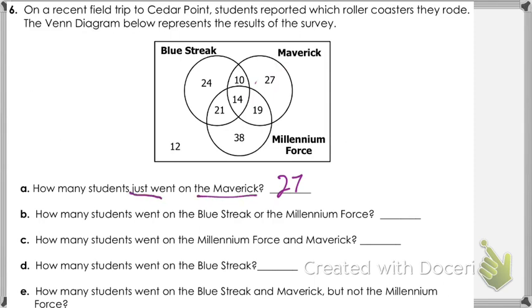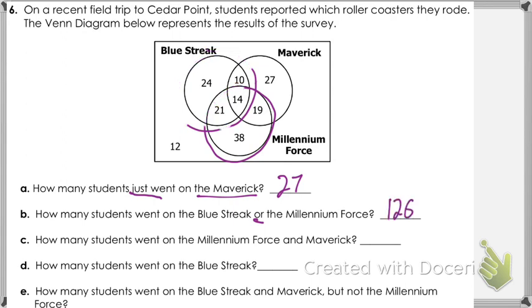How many students went on the Blue Streak or the Millennium Force? We want all of Blue Streak as well as all of Millennium Force because this is where either one is true. So add up 24, 10, 21, 14, 8, 38, and 19. We add all those up, we get 126.